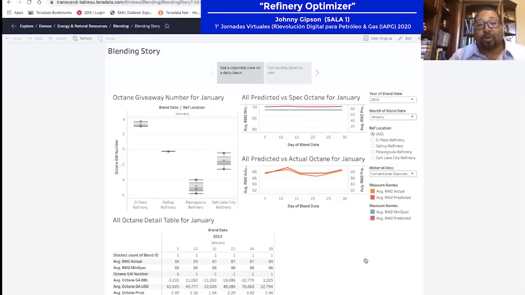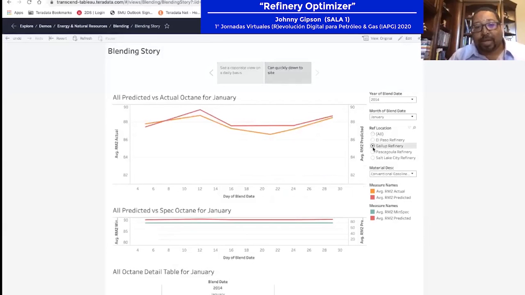So then we also want to show the operator. Here's what we predicted the recipe was, and this is the actual that happened. Are they blending closer, or are they not really paying attention to the components that are being blended in? And you can drill down to see what the components are being used and see the other components. And you can quickly drill down to different sites and look at different things. Change the site here and see what's going on. You can change the month.